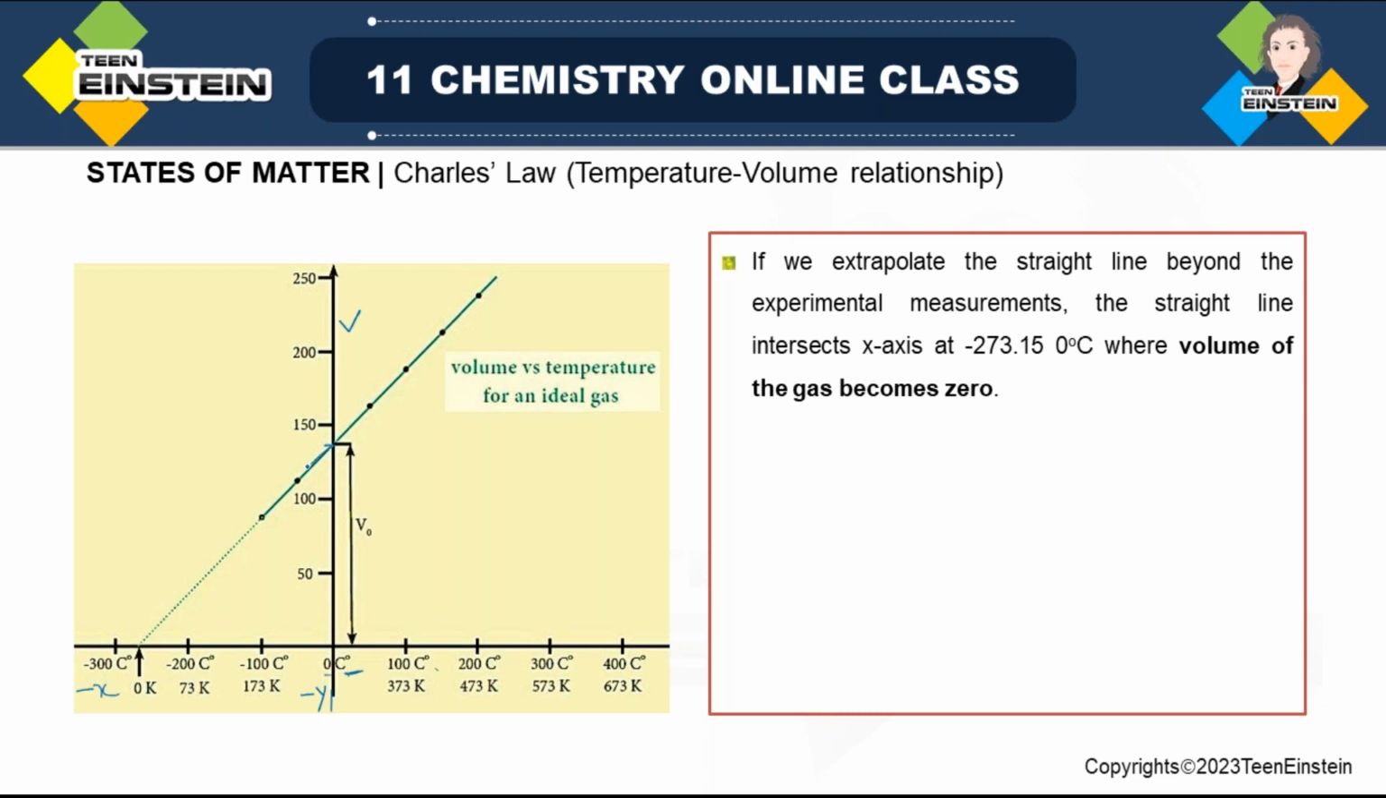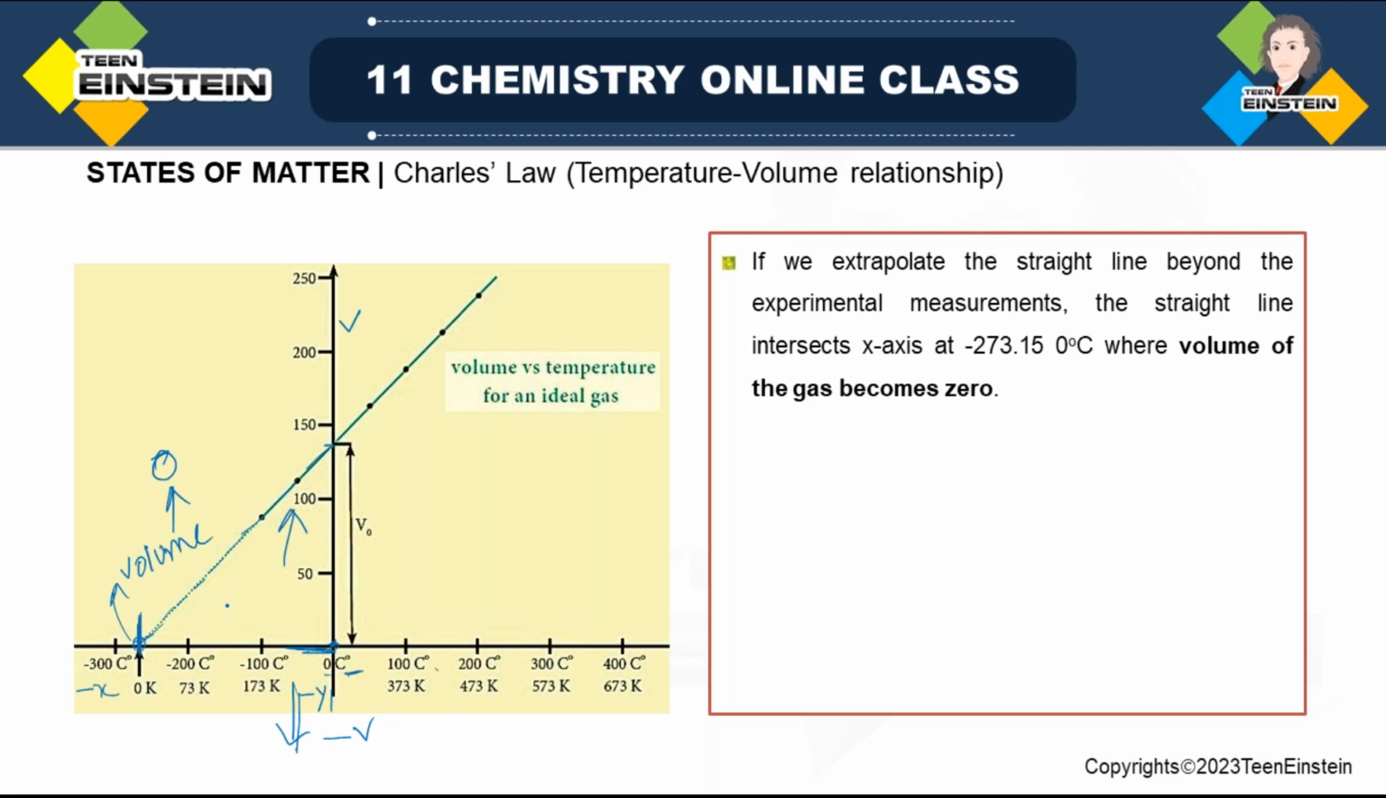But suppose you extrapolate this line in such a way that it cuts the x-axis. When it cuts the x-axis somewhere here, obviously at this point the volume is also 0, isn't it? Volume is also 0 because it has already touched this point. So at this point T is 0 and V is also 0. On this side we have positive V, then 0, and on this side we have negative volume. But at this point obviously the volume is 0.